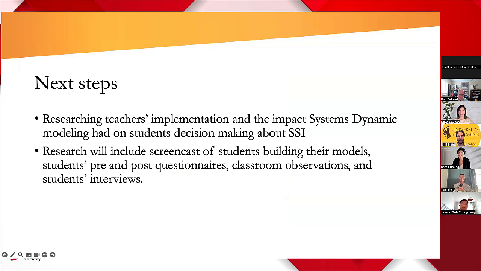So next steps is going into the classroom, observe teachers' implementation. That will include a screencast of students while they are building their model, collecting pre and post questionnaires from students, and interviewing students and teachers as well. So that will happen in 2 weeks. But that's the first phase, I would say, that I'm presenting to you about our design-based research.